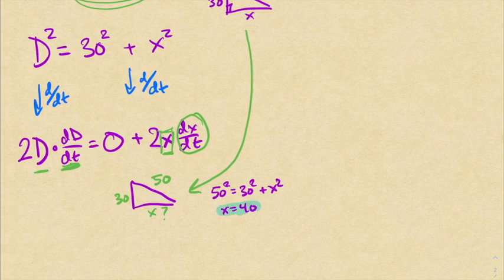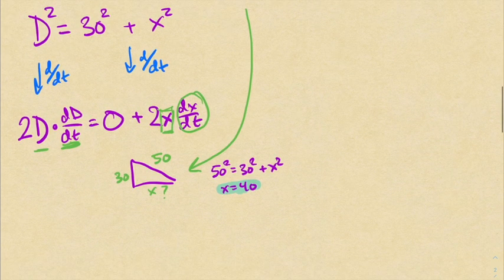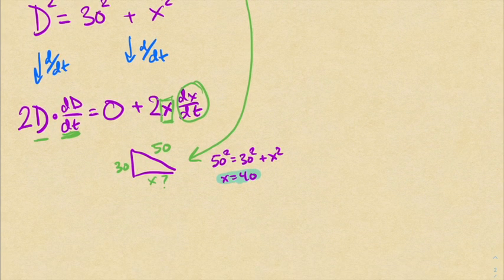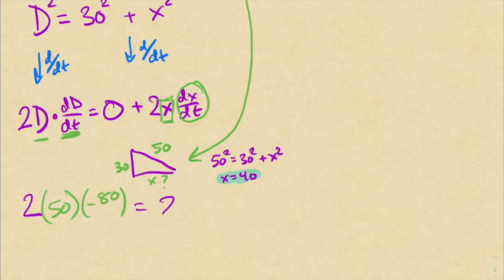So then we've got everything we need. After we took the derivative, we can plug in what we know. That we said d was 50, that was given to us. We said that dd/dt was minus 80. We just found that x was 40. And our dx/dt, well, that's the thing we want. That's the thing we want to solve for.